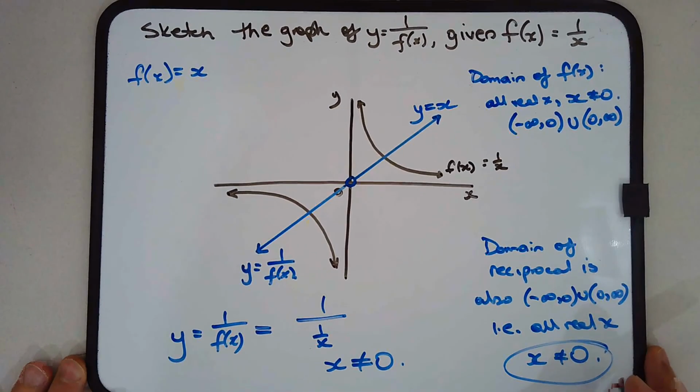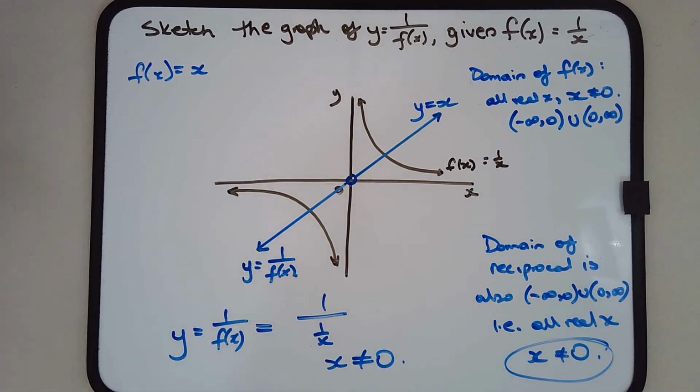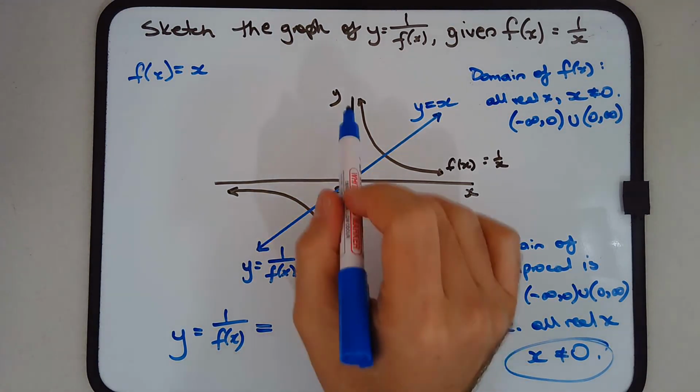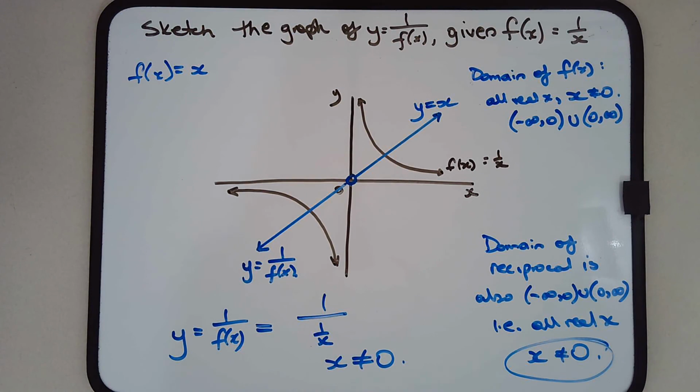So hopefully that will assist your understanding of graphing reciprocals, and in particular, what happens when there's a vertical asymptote. Thanks for watching.